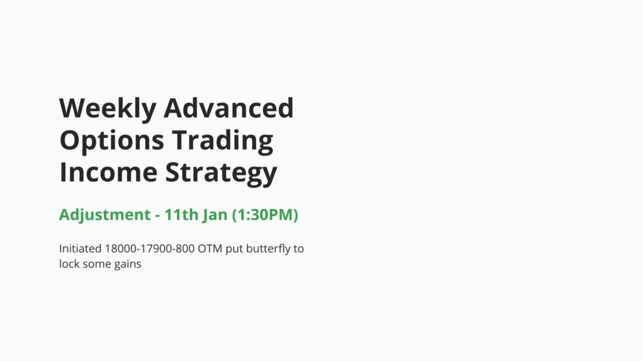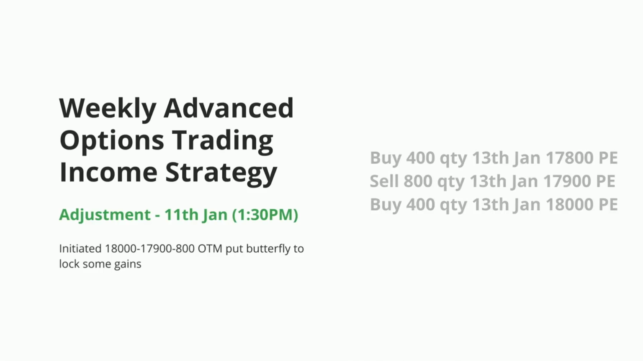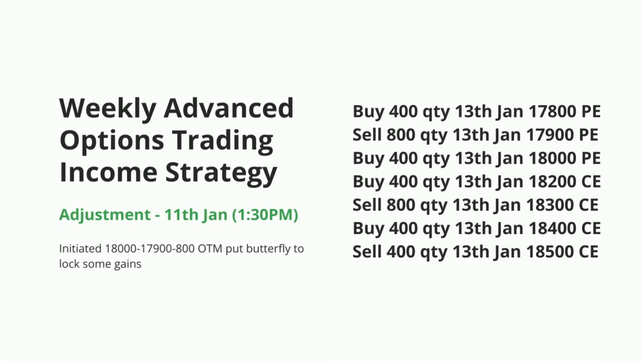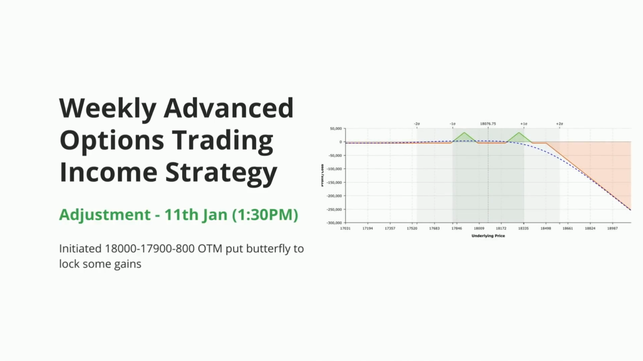On 11th Jan at 1:30 p.m., I initiated 18,000, 17,900, 17,800 out of the money put butterfly to lock some gains in the trade. This is not a standard adjustment and is one of the advanced adjustments that I do to lock some profits in the trade. So the adjustment legs look like this. So now the trade looked like this. And the payoff graph looked like this.